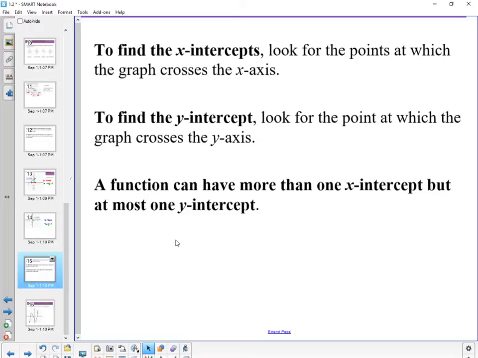Divide by zero, teach. A function can have more than one x-intercept, but at most one y-intercept. Okay? And I want to underline this: a function can have more than one x-intercept, but it can only have one y-intercept at most. Okay?